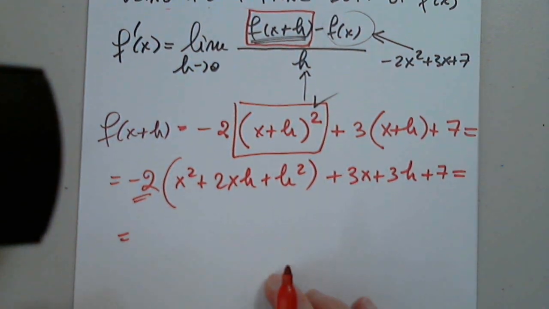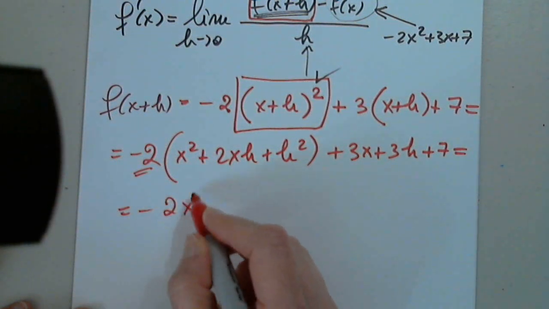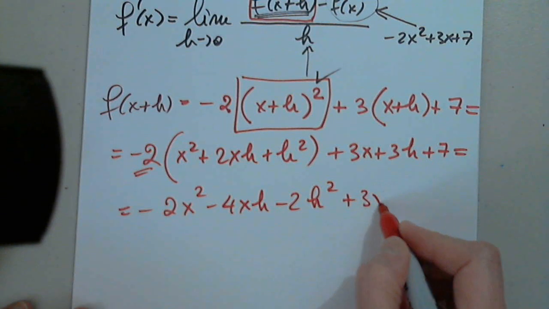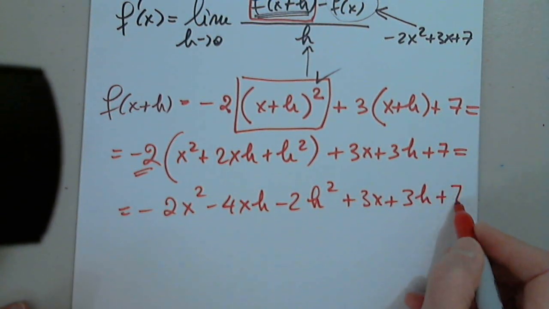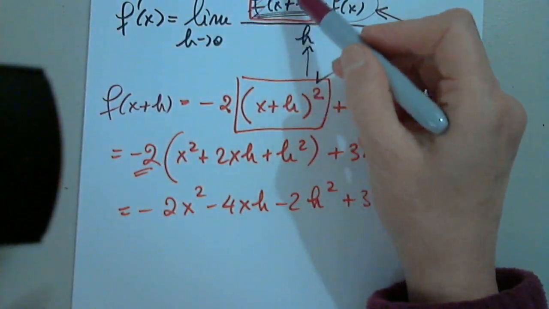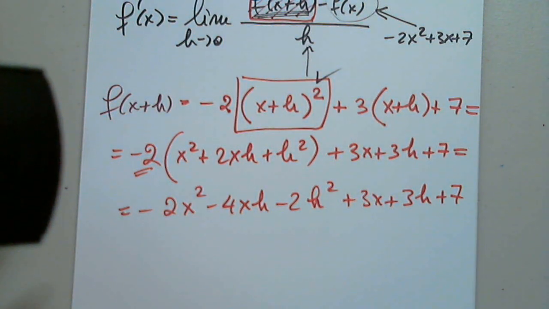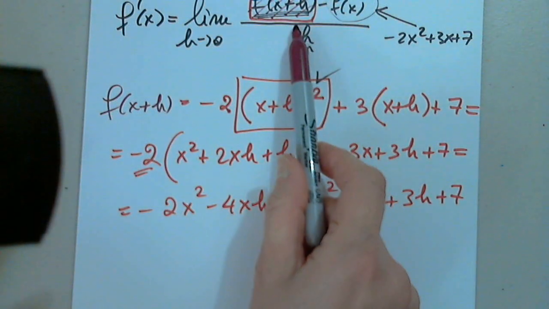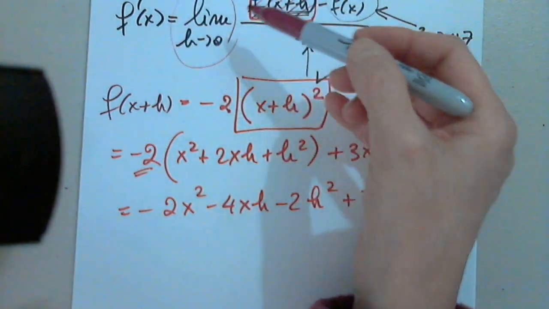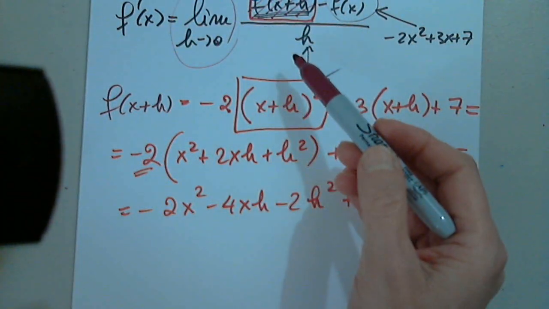Only now I will distribute the negative 2. Negative 2x squared minus 4xh minus 2h squared plus 3x plus 3h plus 7. Awesome. So now I have this piece. I put a limit. Please do not separate the limit from the difference quotient. That will be a mistake.